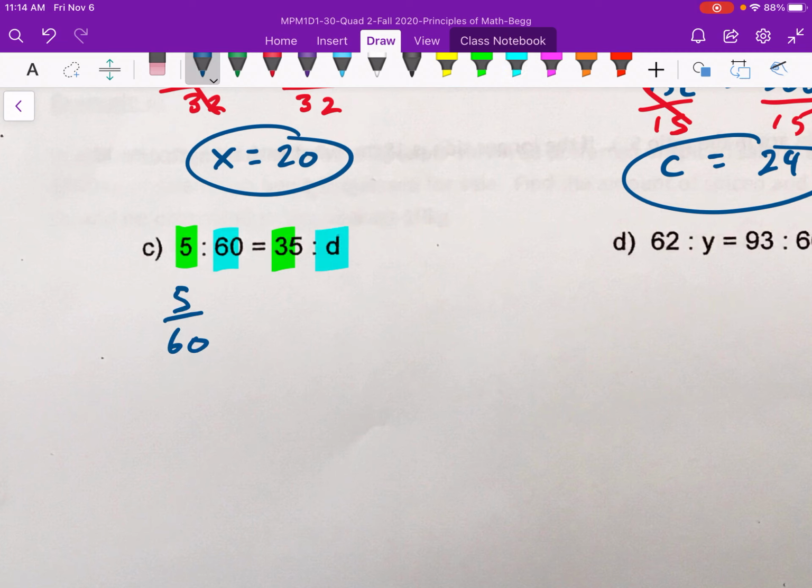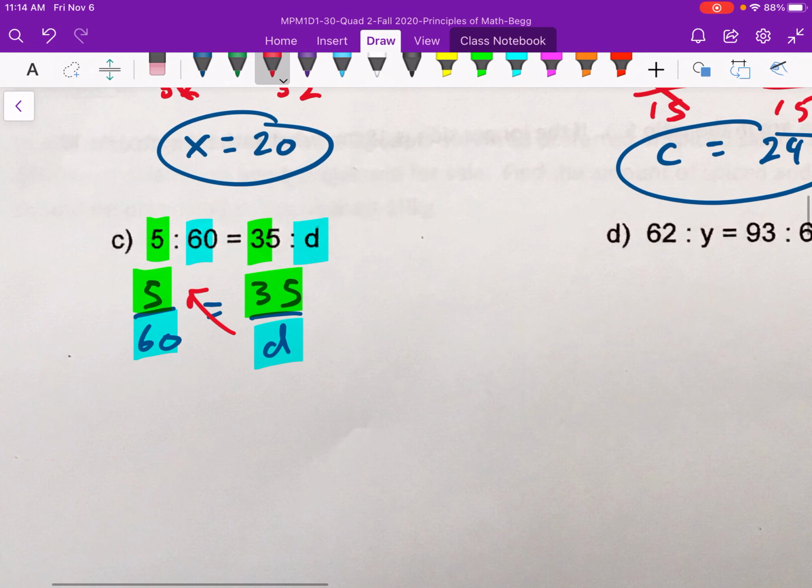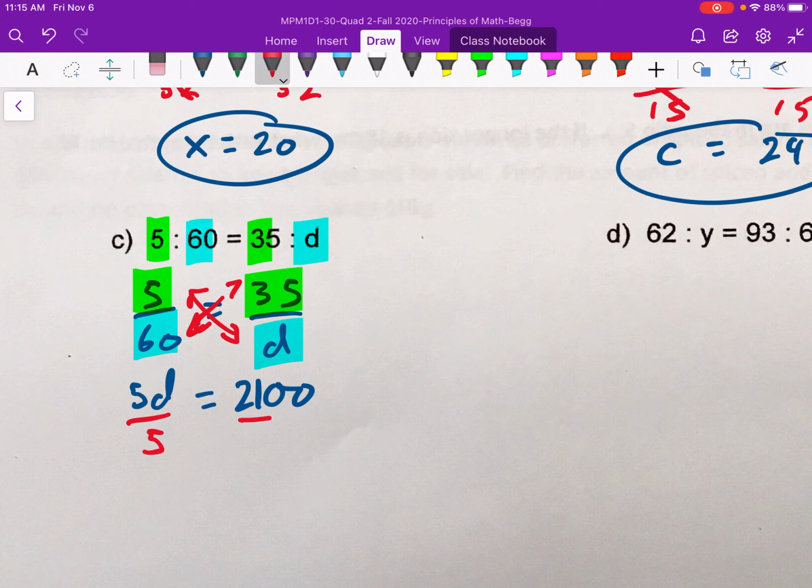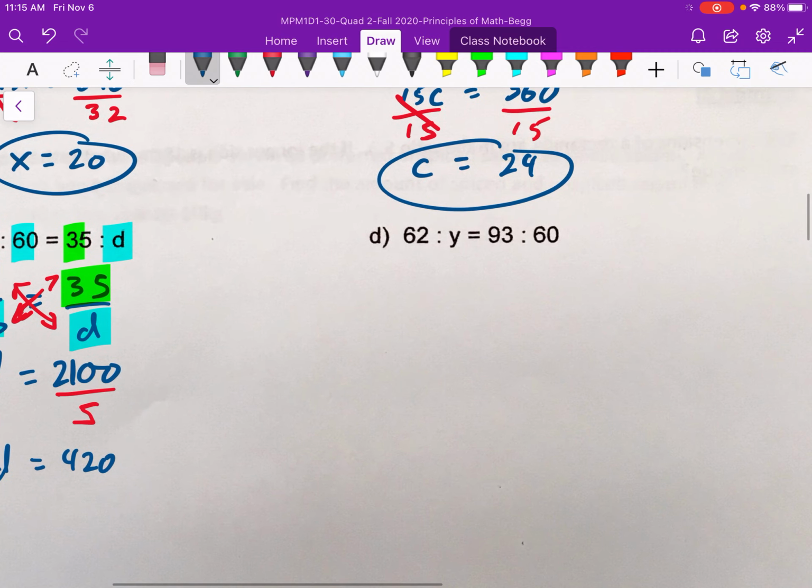5 over 60 is equal to 35 over D. Notice how the variable's in the denominator in this case. Doesn't matter if we cross multiply. Doesn't matter at all. In fact, I guess this is the first case where we got the variable in the denominator, but it doesn't matter. 5 times D is 5D, and 60 times 35 is equal to 2100. And then I can divide each side by 5. 5's cancel out. 2100 divided by 5 is 420.